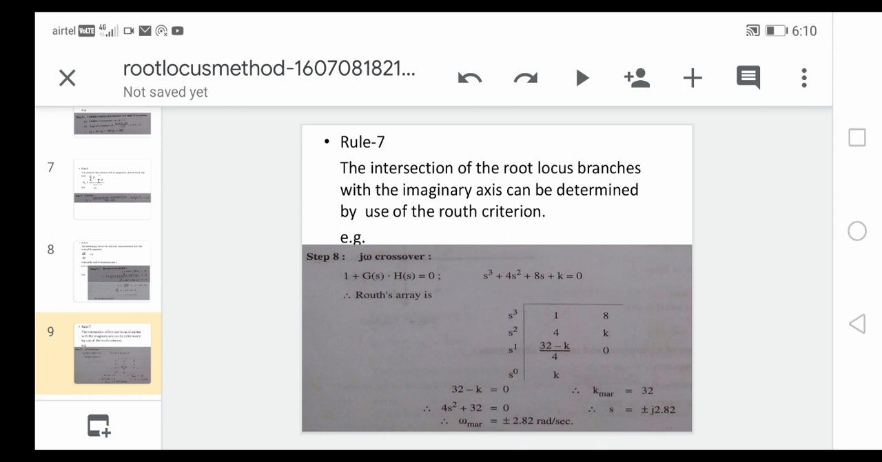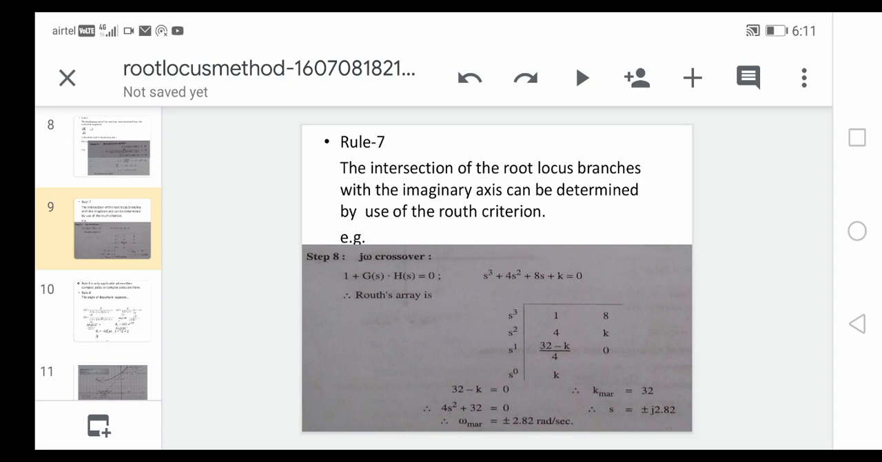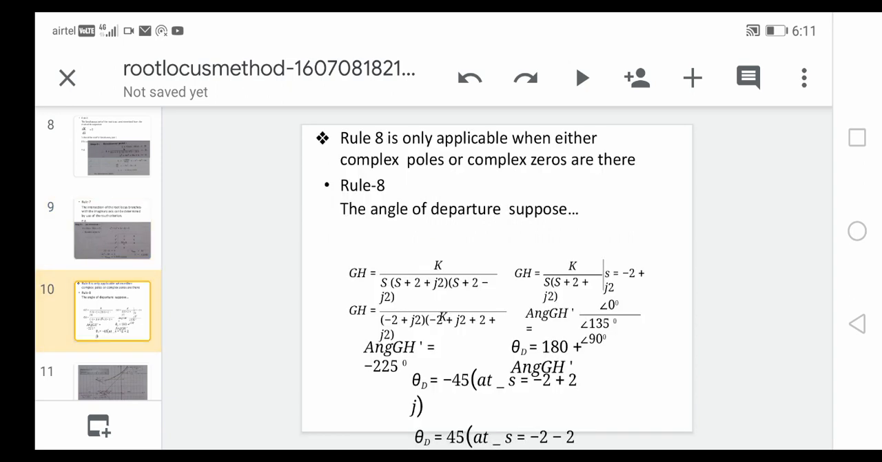Then whenever we get a complete row of 0, we need to write down an auxiliary equation. For this, what is the auxiliary equation? 4s square plus k, with k value 32, and the s value you get is plus or minus 2.82j. That means at that particular point, the root locus crosses the imaginary axis.